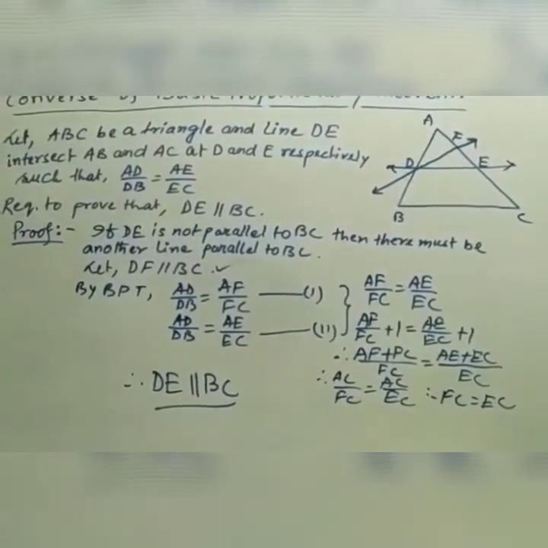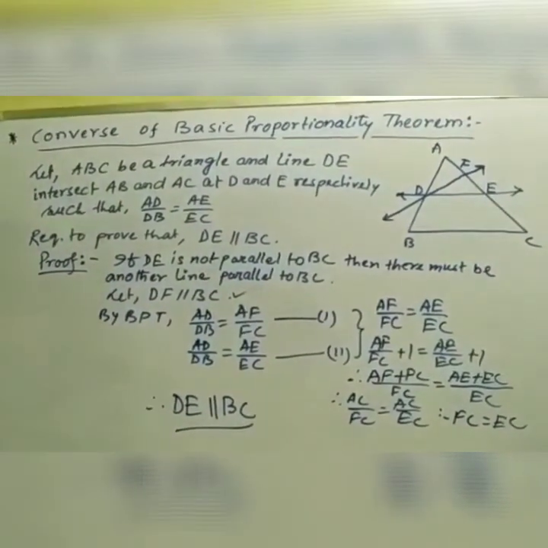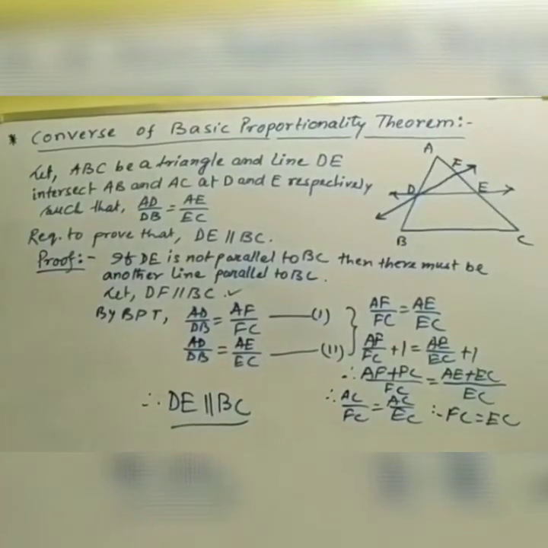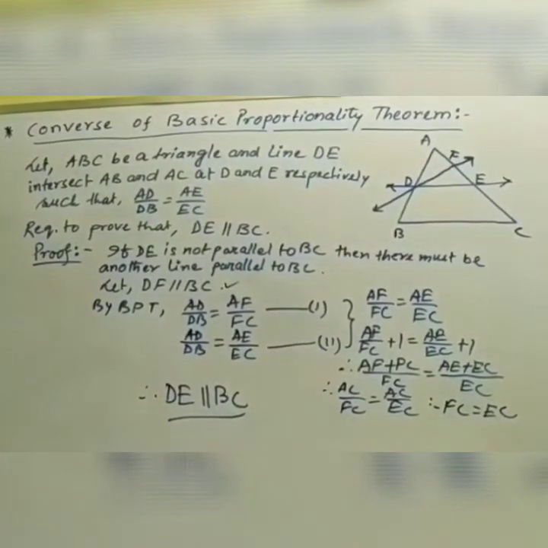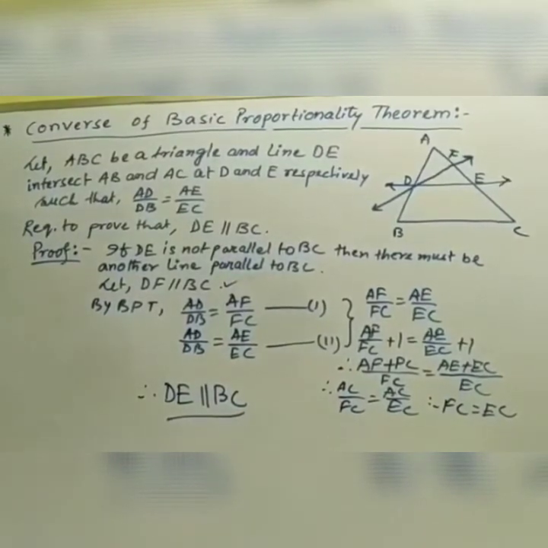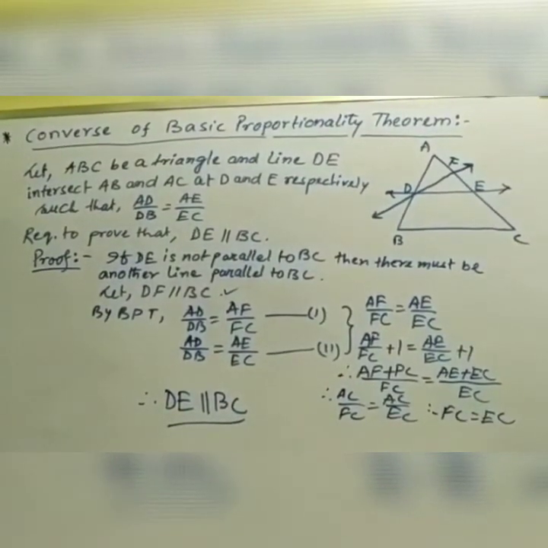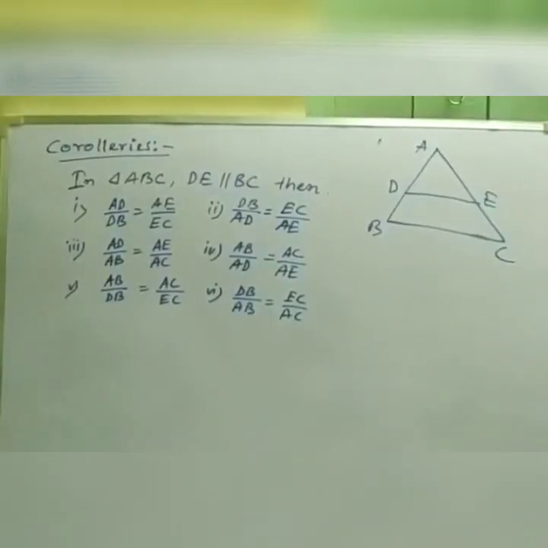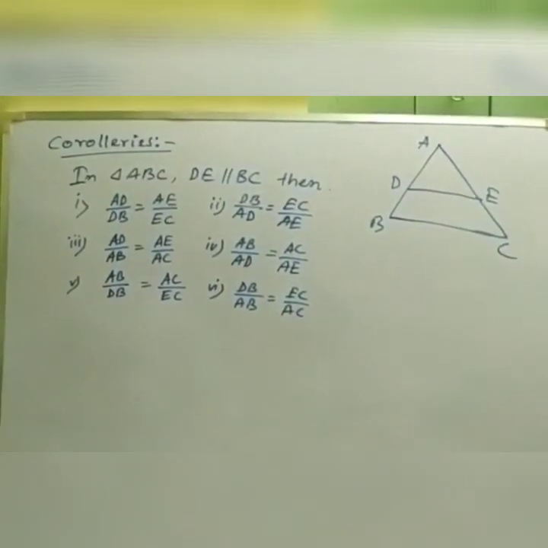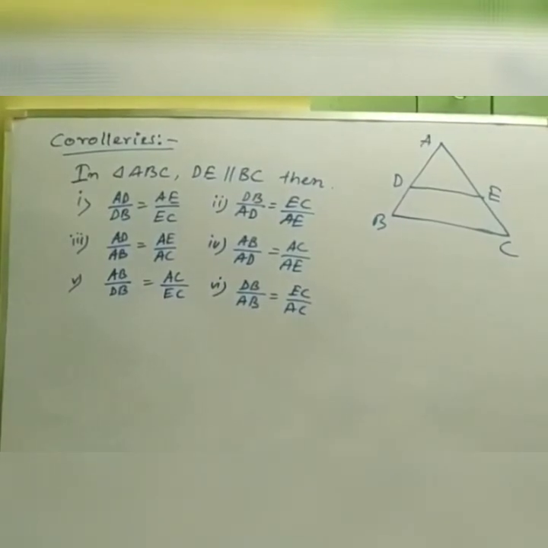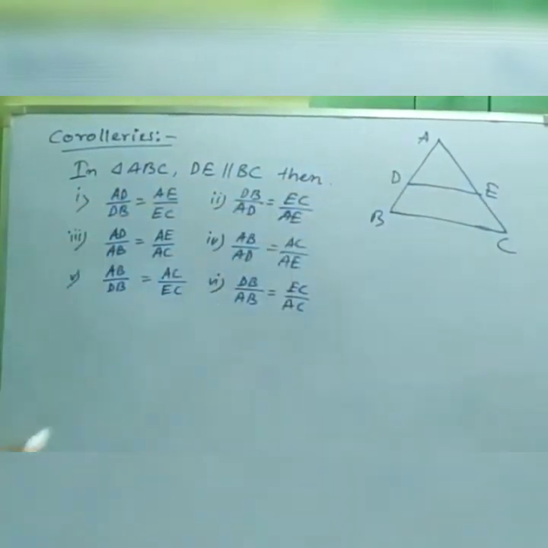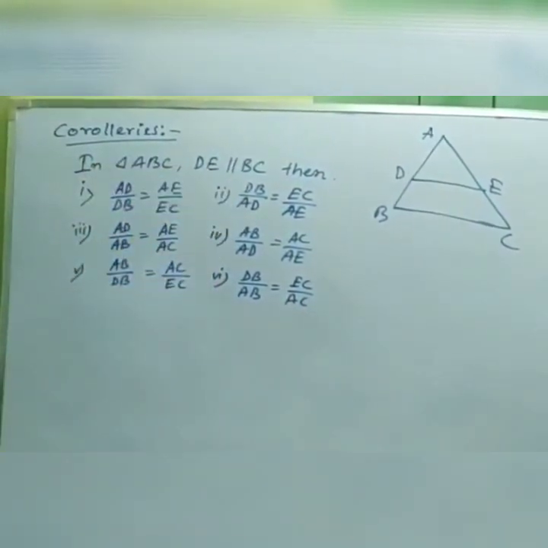So I hope you have understood this converse BPT. This is also one of the important theorems, like the basic proportionality theorem. It has some corollaries, and those corollaries you need to understand, and I am showing them to you now. You can see that in triangle ABC, DE is parallel to BC, and we have these 6 corollaries.